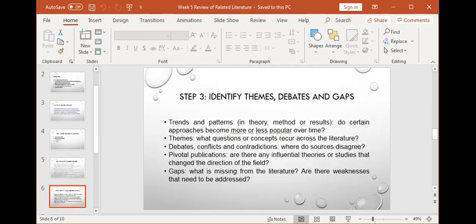Next, identify themes, debates, and gaps. So, these themes, debates, and gaps, dira ka muna pwede kasulod. Because of this debate, because of these gaps, this study is formulated to answer those debates and gaps. So, trends and patterns, like in theory, method, or results, they do certain approaches and become more or less popular over time. That's why you can do another.